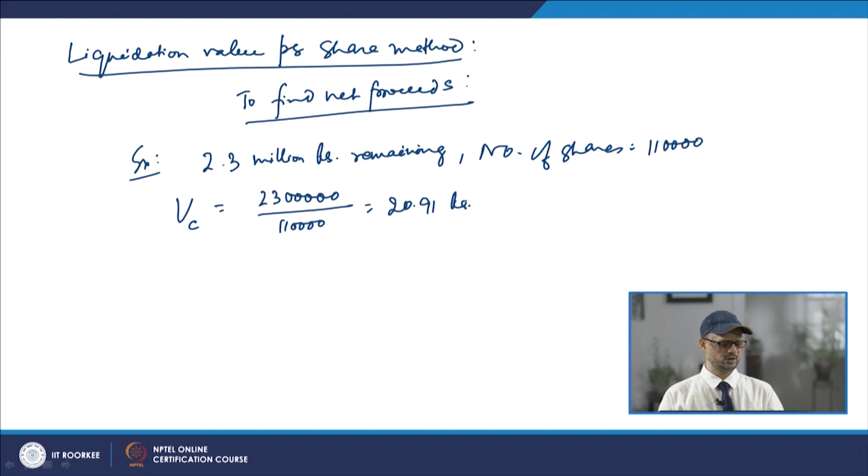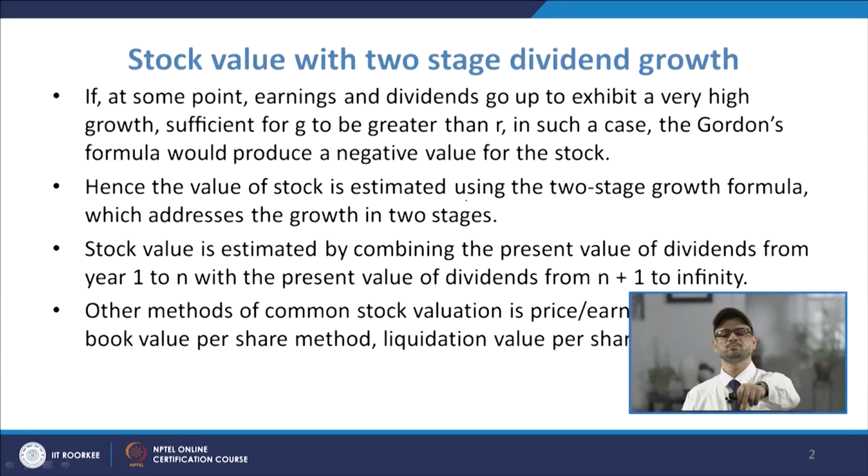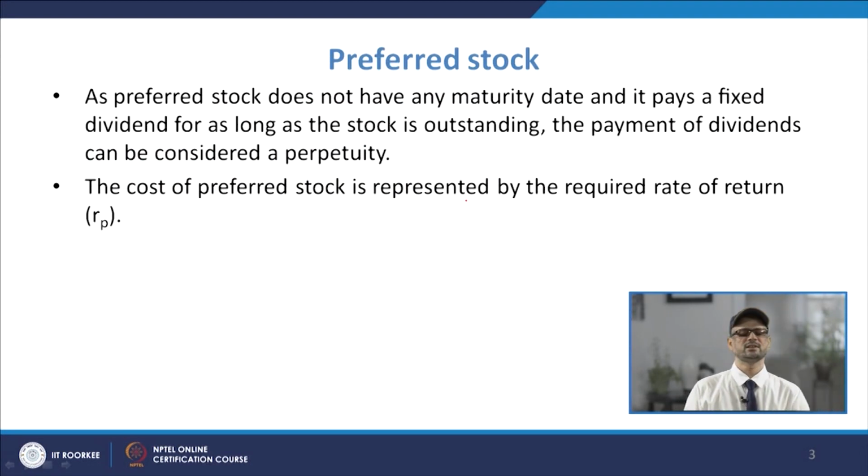Now, we will come to the preferred stocks. In the case of preferred stock, they do not have any maturity date and it pays a fixed dividend for as long as the stock is outstanding. That is why the payment of dividends can be considered a perpetuity. As we have understood, they do not have a time of maturity and as long as the firm continues, they will be its part. That is the concept of perpetuity: for infinite time they will be with the company.